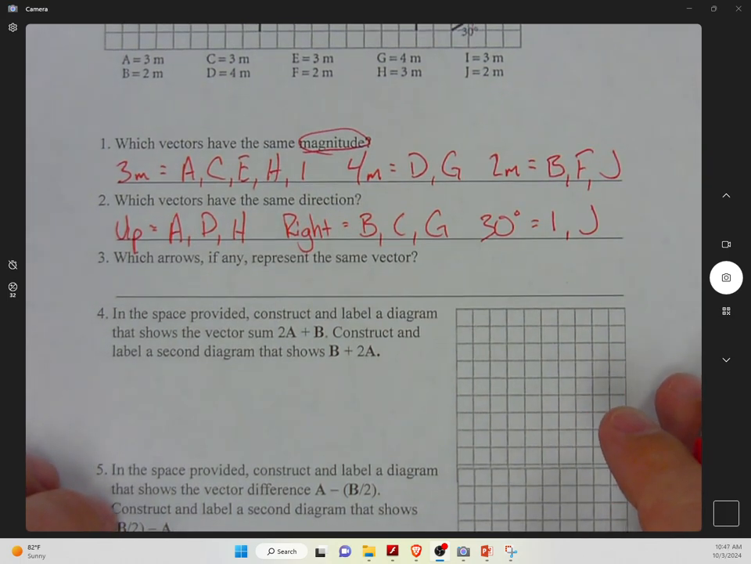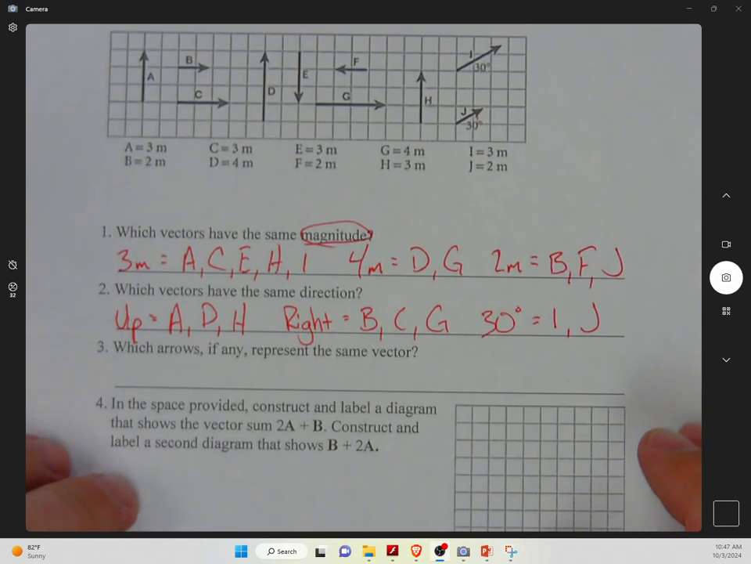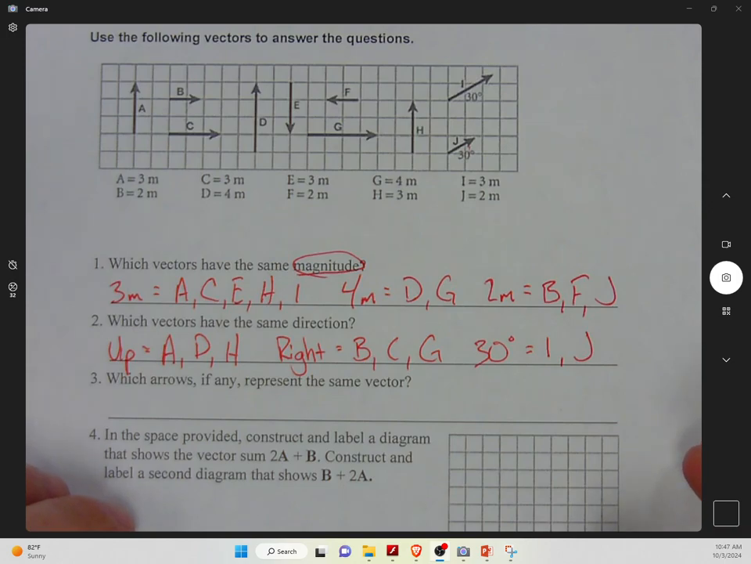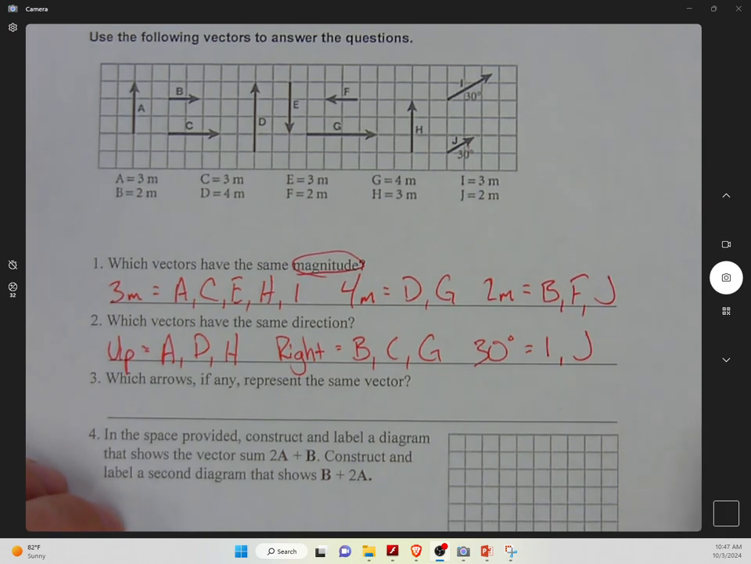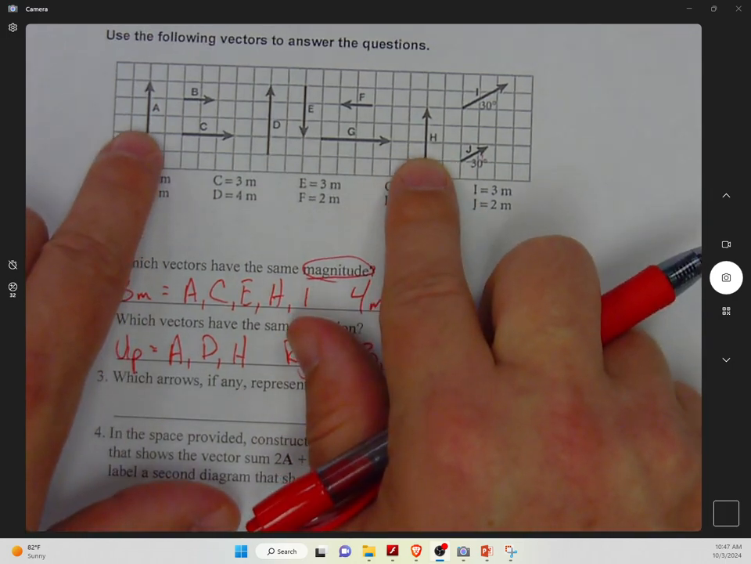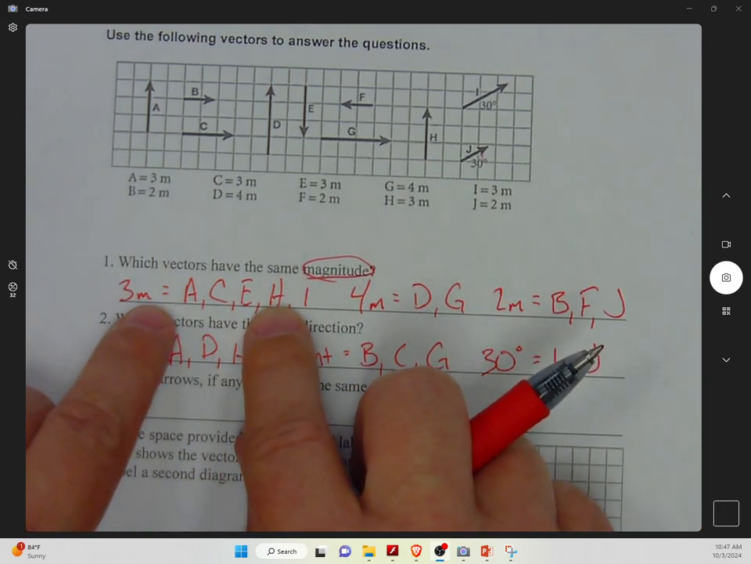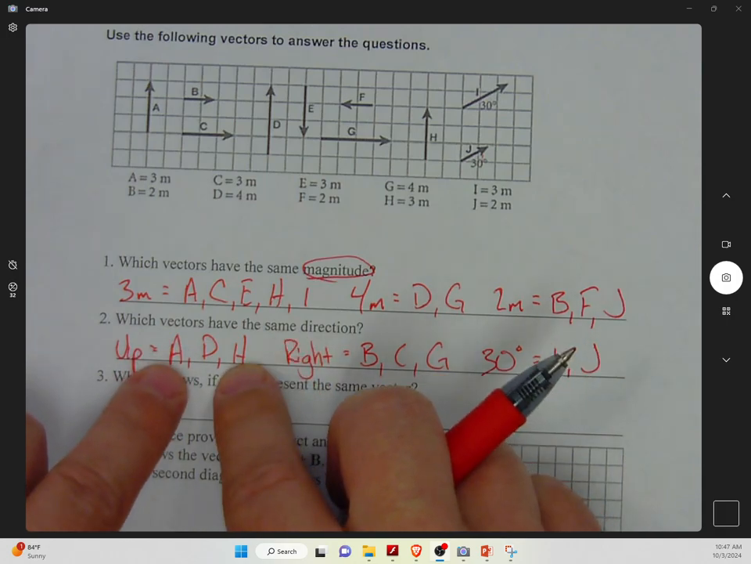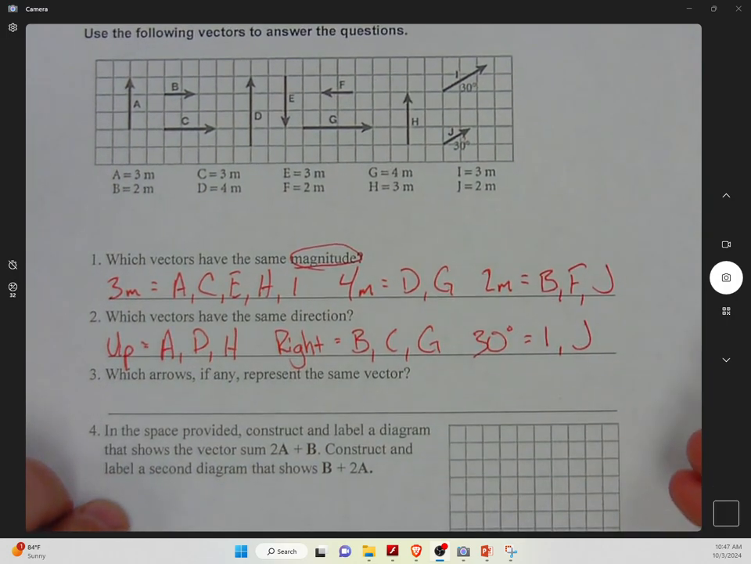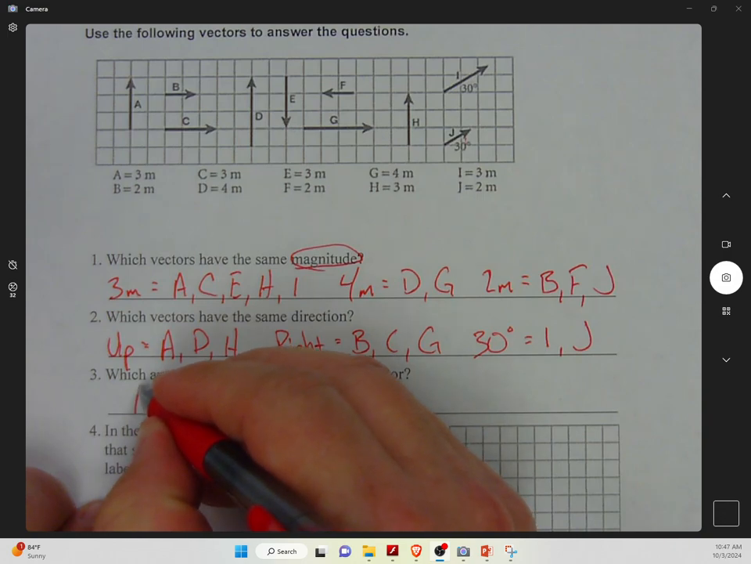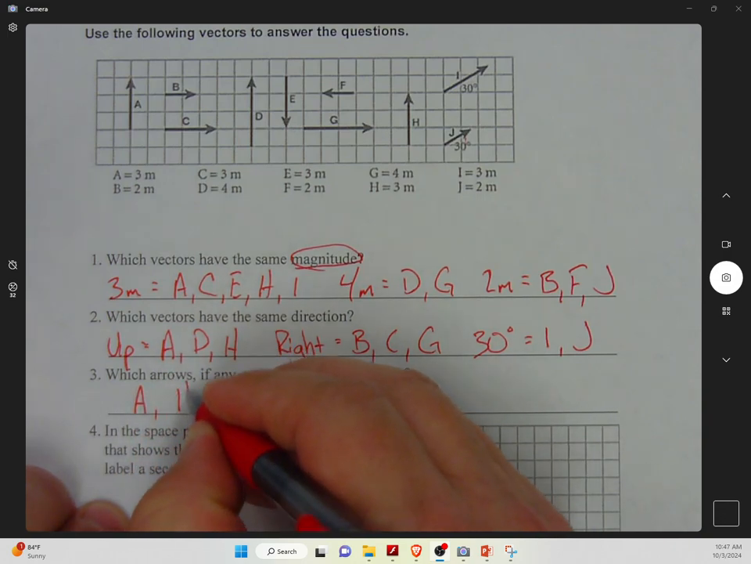Which arrows, if any, represent the same vector, right? So it's absolutely possible that none of these arrows represent the same vector. But if there are, which ones? Let's see. I'm going to go A and H, right? You can see that they're both in the 3 meter camp and they're both in the up camp. So they're both 3 meters up. So A, H.